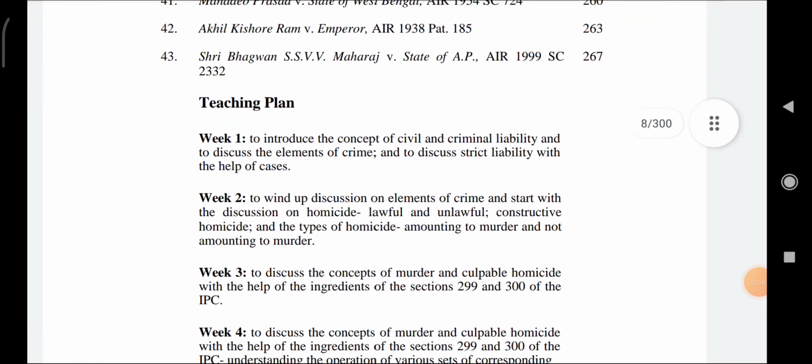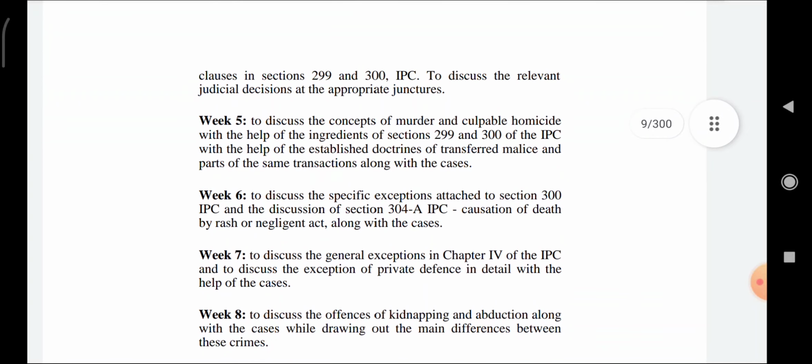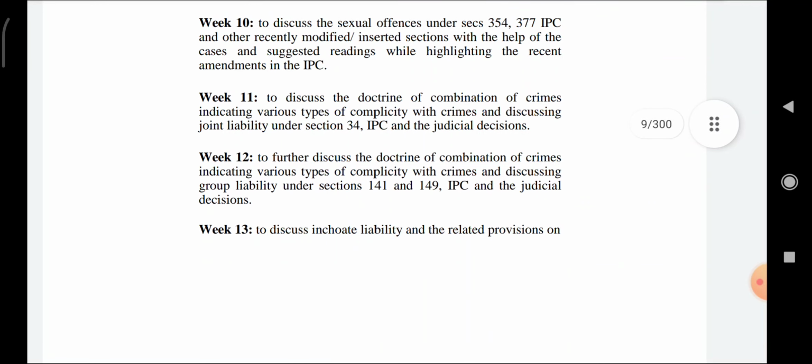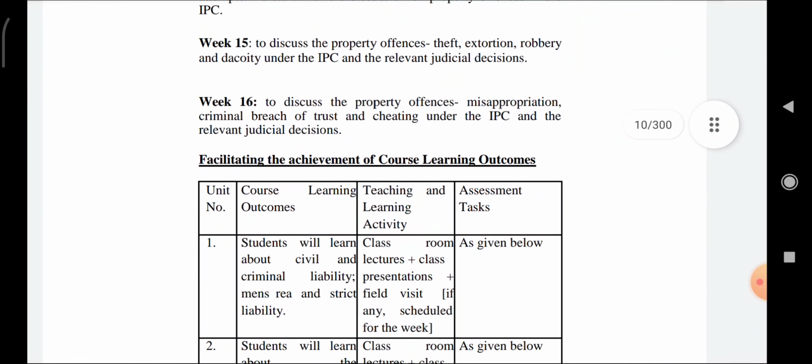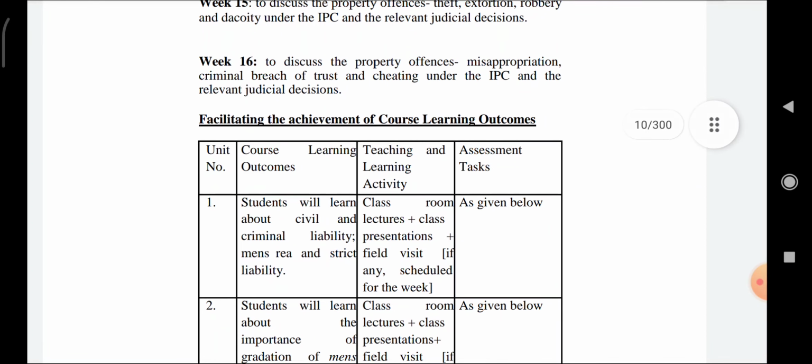Teaching plan, this is for the faculty member. The credit covers around 16 weeks, that is 112 days, facilitating the achievement of the course learning outcomes for us: course learning outcome, teaching and learning activity, assessment tasks.